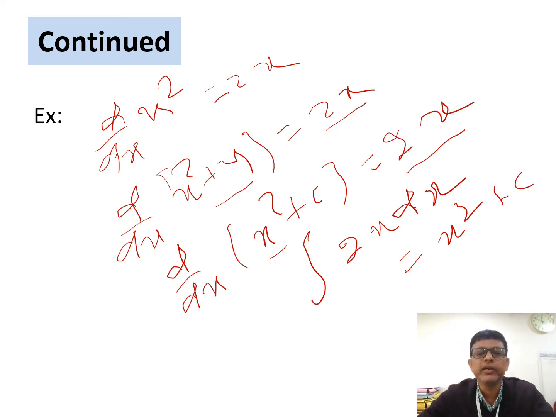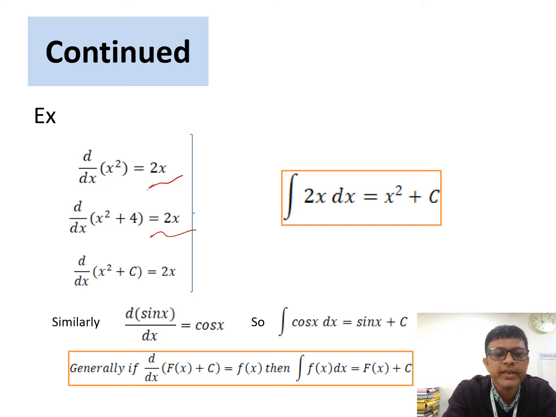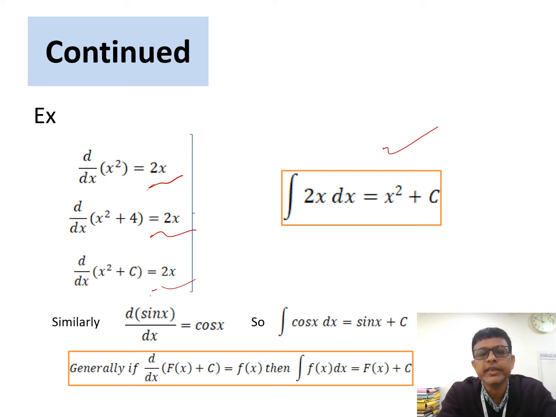Here the integration of 2x equals x square plus c. This c may be 0, maybe 1, maybe minus 1, but we cannot take any particular value. You can take arbitrary values. I have already shown this in this slide. You can see the derivative of x square is 2x, the derivative of x square plus 4 equals 2x, the derivative of x square plus c equals 2x, and after integrating we can say that the integration of 2x equals x square plus c. So the integration is an antiderivative, or the inverse process of differentiation.